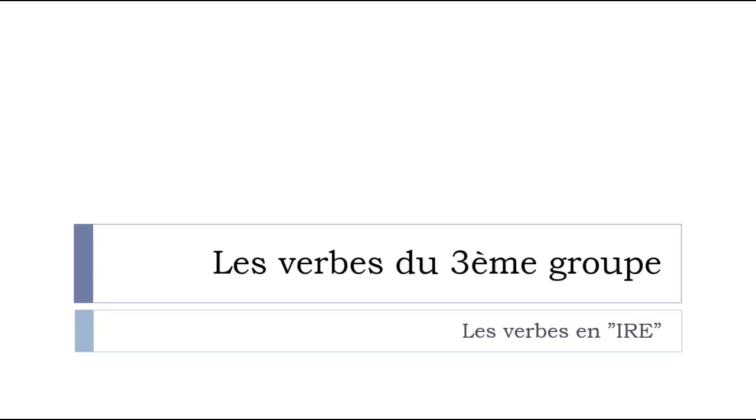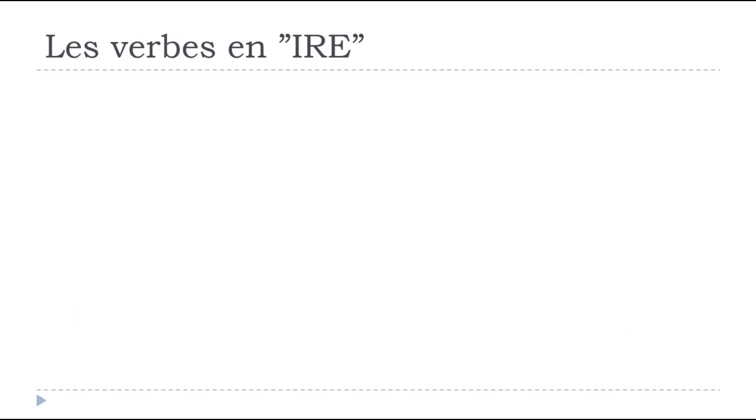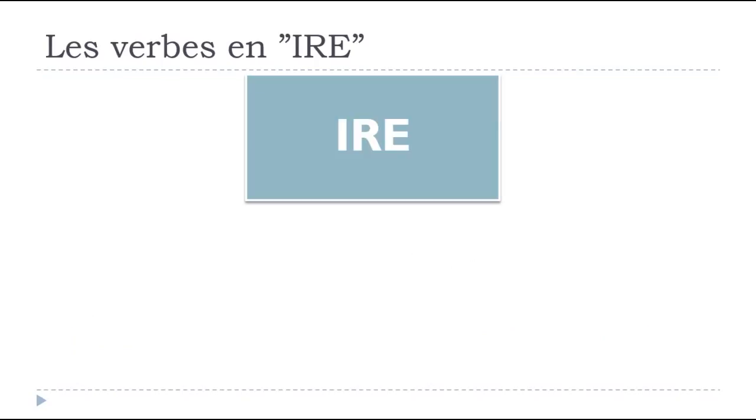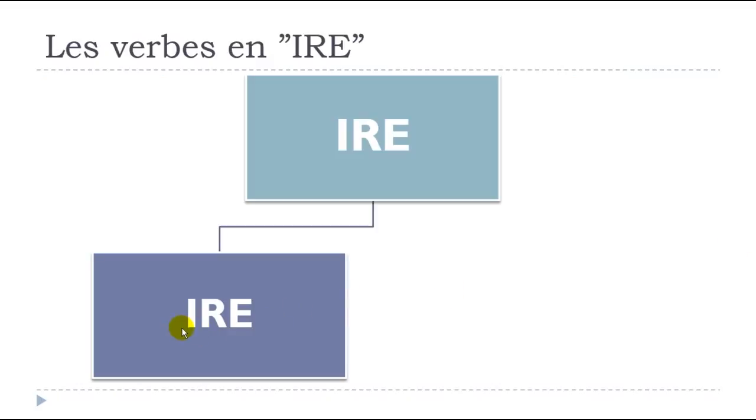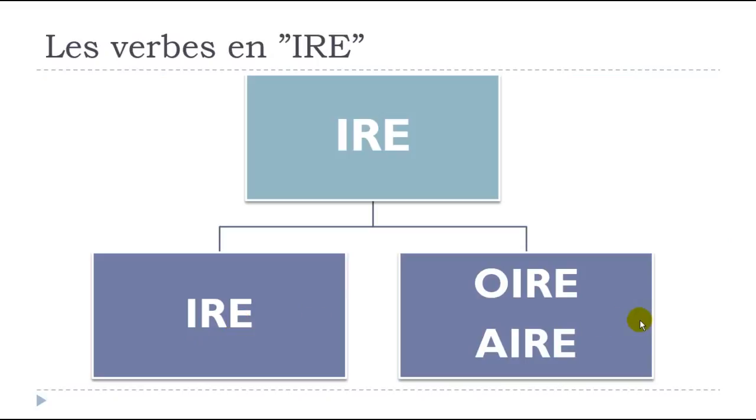Les verbes du troisième groupe, and we'll see more precisely in this video how to conjugate the verbs ending with this IRE thing. So IR, okay, and we'll see that basically they are quite tricky to conjugate. So let's start right now, and I thought it would be more logical to put them in two groups: the first one is logically IRE, and the second one is the verbs that end with OIRE, war, or AIRE, air.